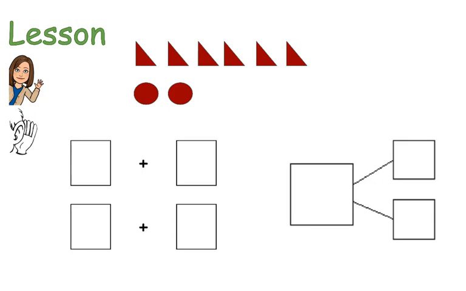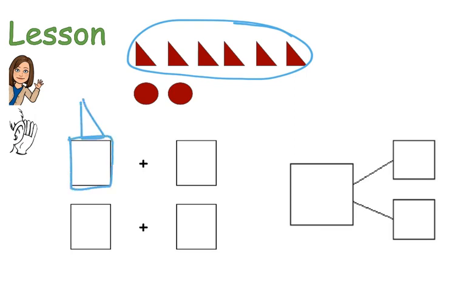All right, let's start by making our two parts here. So I see two different kinds of shapes. So that's how I'm going to make my two parts. Here's my first part. They're going to be the triangles. And here's my second part. And they're going to be the circles. So let's count how many triangles. 1, 2, 3, 4, 5, 6. And then how many circles? 1, 2. So now we're going to write the flip-flop.